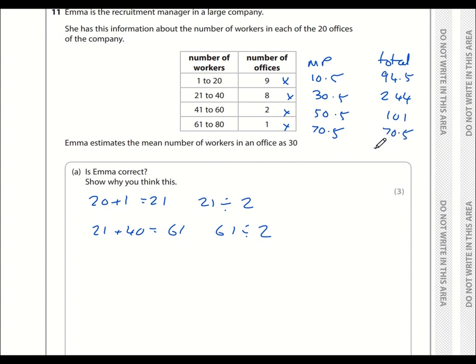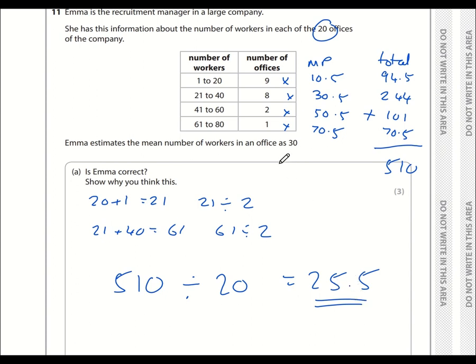So if we're working out the mean number, or an estimated mean, it's going to be the total number of workers divided by the number of offices. So we know there's 20 offices, which is what these figures here add up to, but we don't know what the estimated total number of workers is. So if we just add all of these figures together, we get 510. So it's an estimated total of 510 workers divided by the 20 offices, and that comes to 25.5. So the estimated mean is 25.5. Emma says it's 30. Is Emma correct? No, she is not.